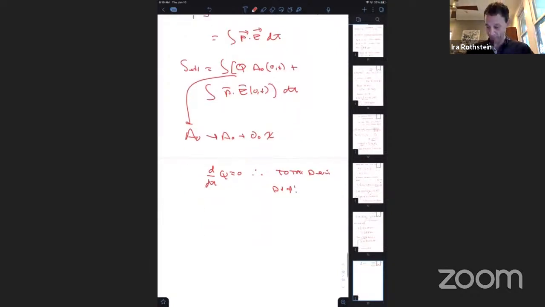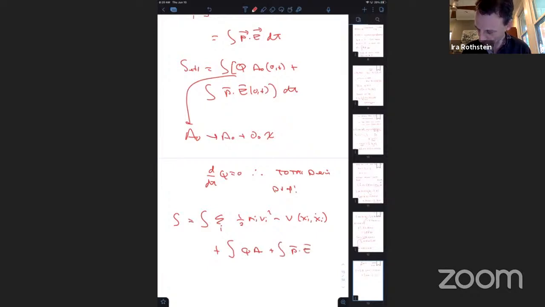So now we have our effective theory. So what is our effective theory? So we have sum over i, 1/2 m_i v_i squared minus V of x_i and x_i dot, which we calculated, plus q A0, and these guys all get integrated. So notice that here I should put a dt, and these fields all depend on t.